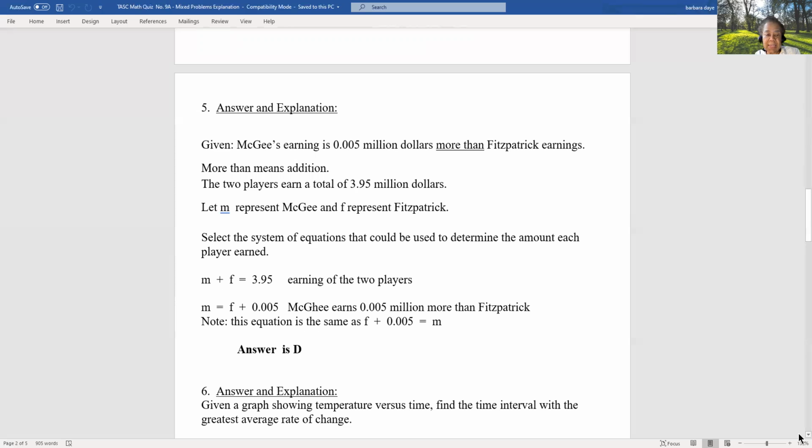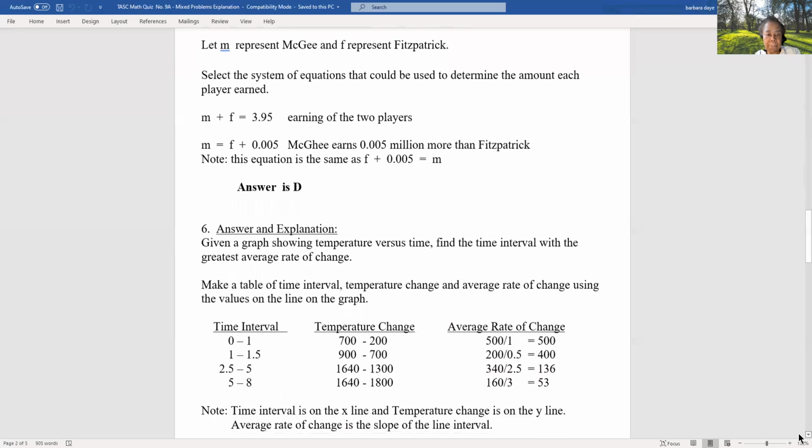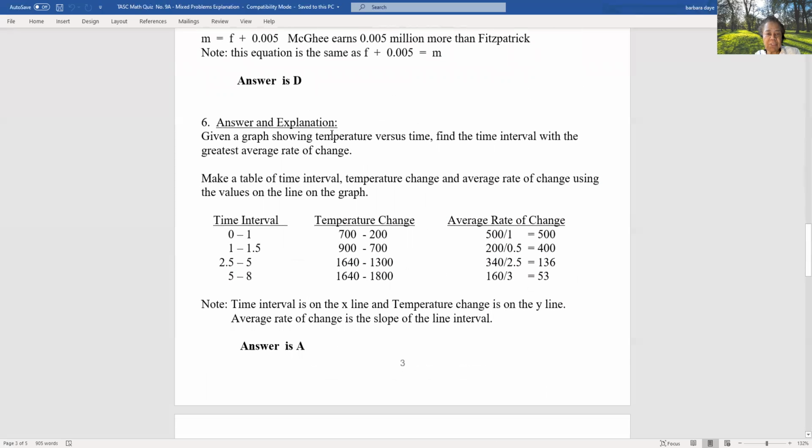Okay, let's look at number 6. We're given a graph showing the temperature versus time, and we have to find the time interval with the greatest rate of change. Now, you know what rate of change is? Okay, so we can set up a table of our time interval, our temperature change, and the average rate of change. And that's on your graph.